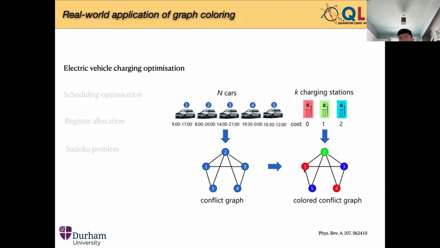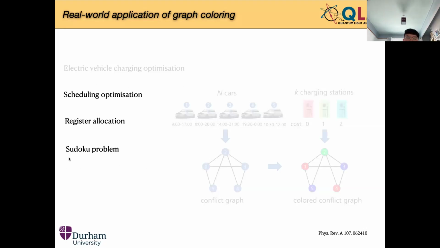But for other cars that have overlapping charging periods, they will be connected with an edge in the conflict graph, and we run the graph coloring problem, and then they will be assigned to different charging stations. This is just one example of the graph coloring application, but in the real world, there are still a lot of similar problems such as scheduling optimization, logistic allocation, and even the Sudoku problem that have the same similarity of the input and output and the constraint like this charging optimization. So basically, these 4 problems can be solved, I would say they can be mapped to the graph coloring problem, and solving the graph coloring problem would give the solution of these problems as well.